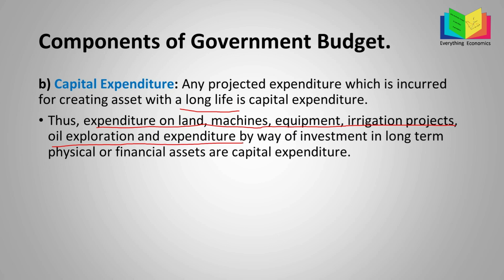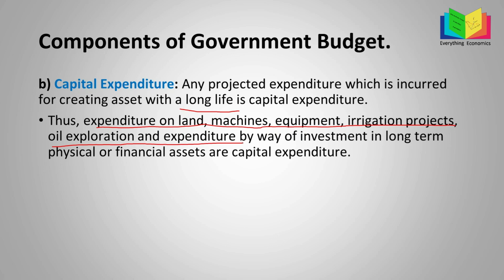So all of these expenditures are long-term. Whenever the government plans to spend money on such projects, it knows that they will be used for a long time, whether it's irrigation projects or equipment or different machines. These are used for many years. So these are part of capital expenditure, part of the government budget.